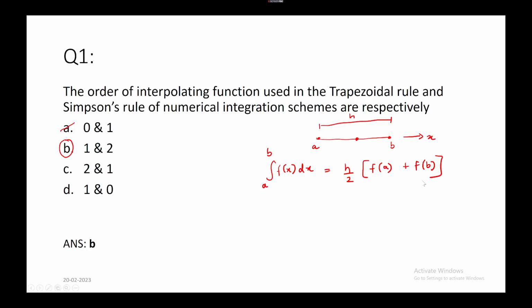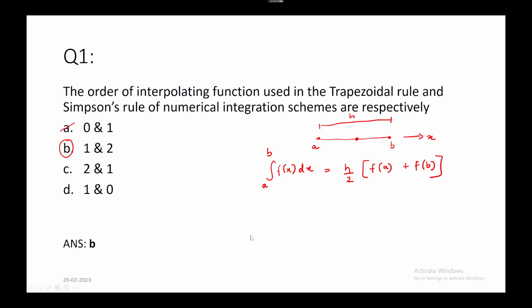So any doubt in this formula which I stated for the trapezoidal rule? So a and b are my 2 points on the element, and I want to integrate f of x from a to b. So this will be my approximation given by the trapezoidal rule.